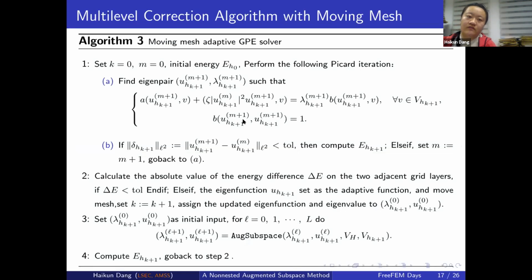This is the multi-level correction method with moving mesh for GPE. The GPE solver in this case is based on Picard iterations. The difference between this algorithm and Algorithm 2 is that we start from the coarse layer and calculate the energy difference delta E between the grids according to the solved eigenfunctions, and use this eigenfunction u to measure the mesh movement. And then, similar to the Laplacian eigenvalue problem, we do the one correction step.